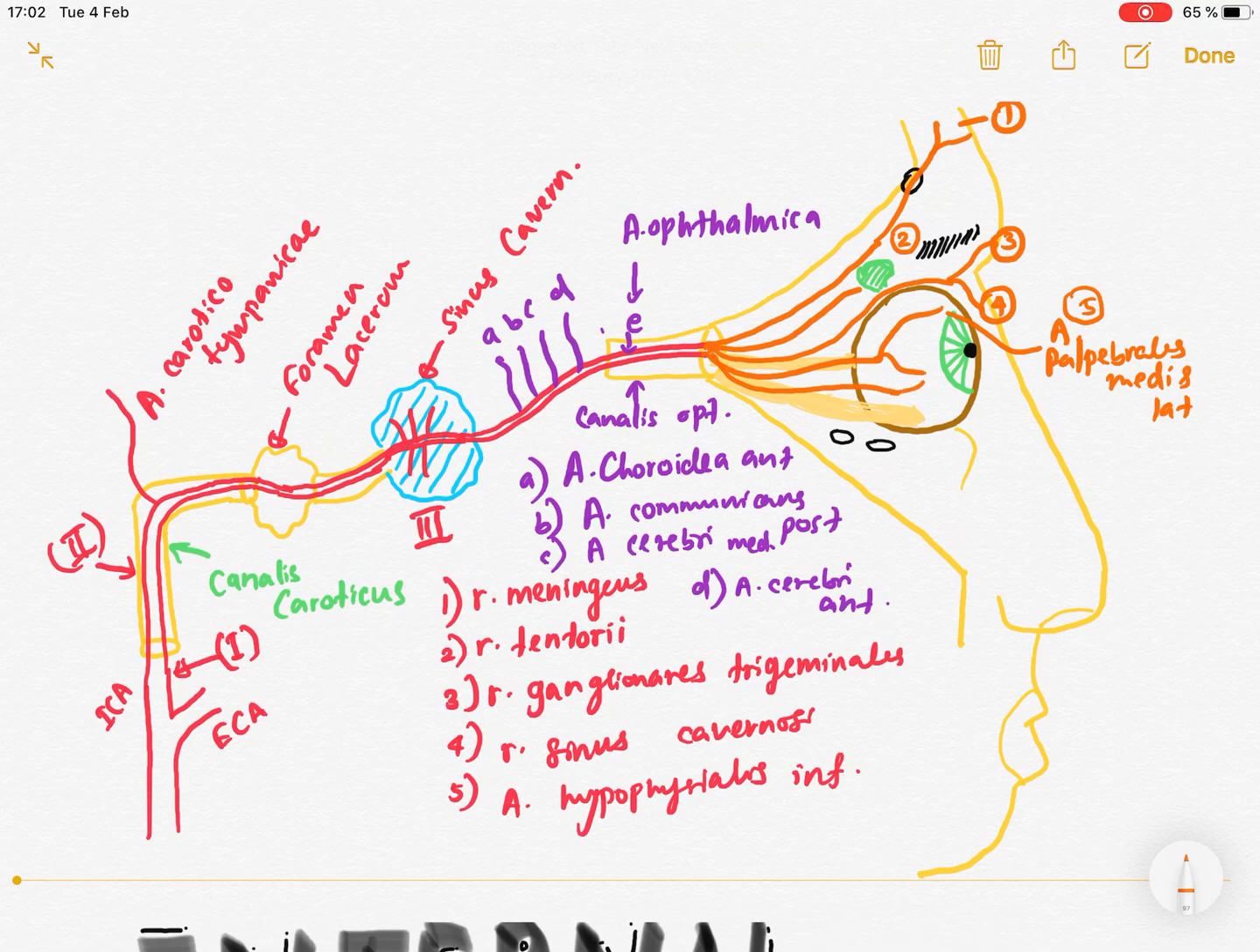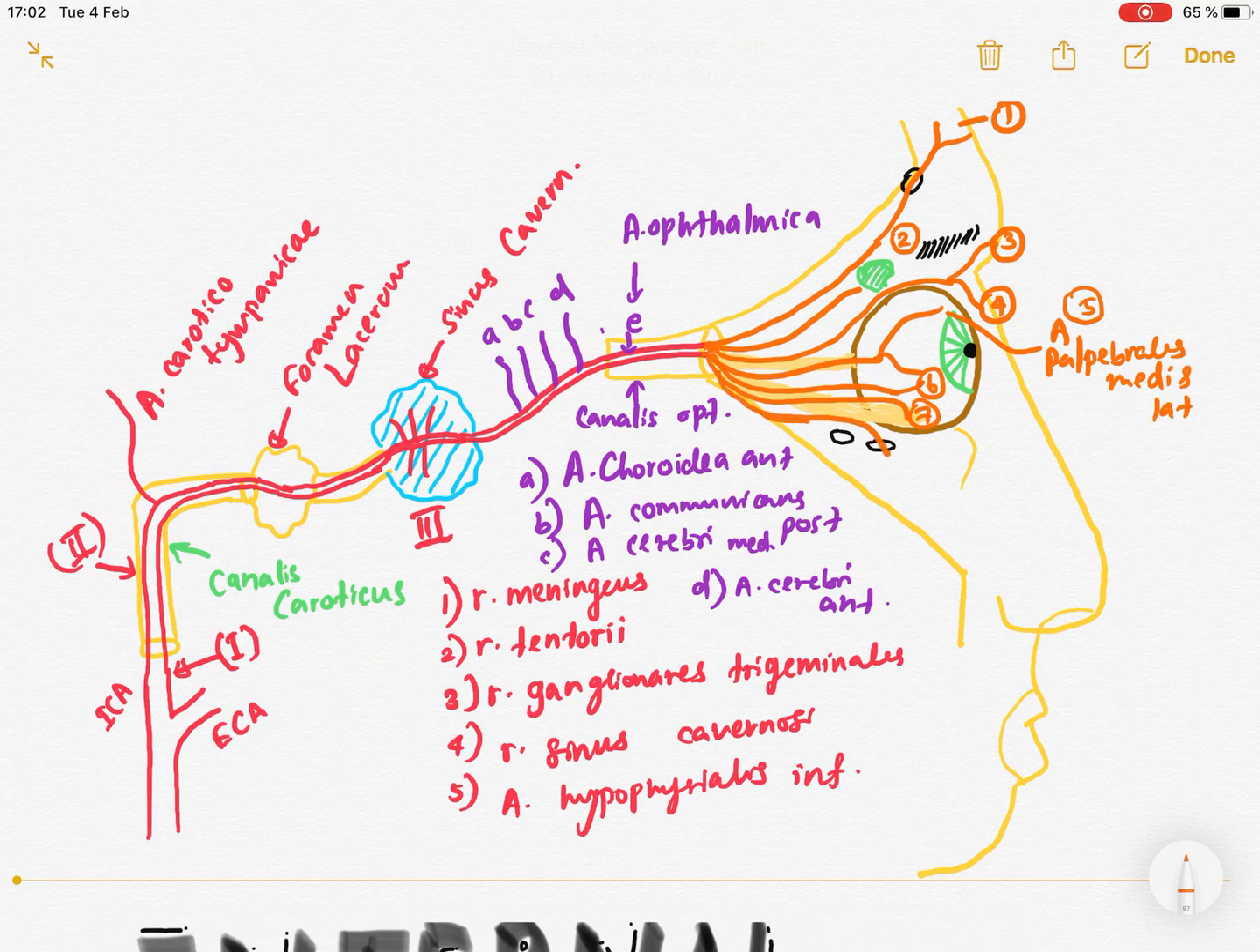Then we will have arteria centralis retinae. So I will write 6, arteria centralis retinae. We will also have branches going to give the blood supply to the extraocular muscles. So I will write it like ramus muscularis, and that is number 7.